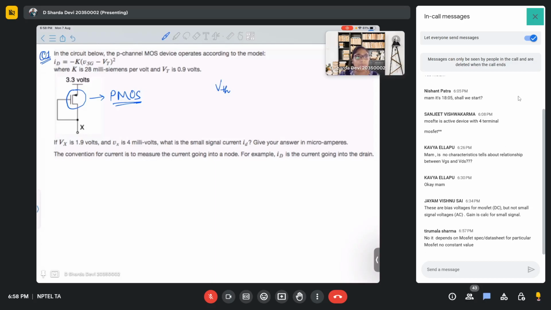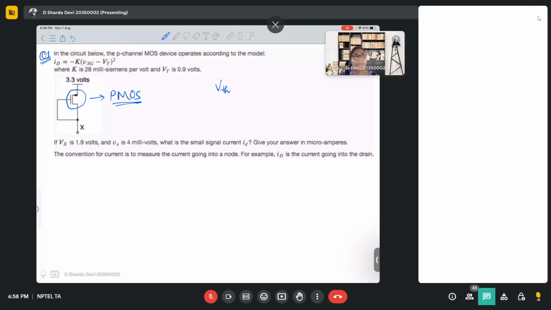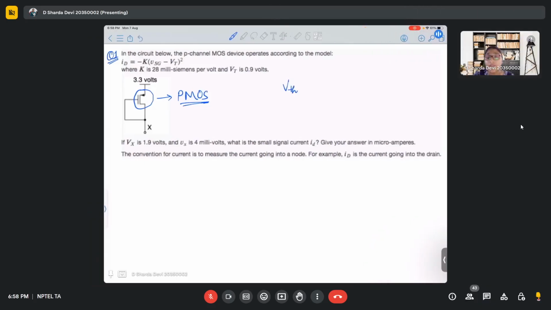Ma'am, is pinch off voltage and VT the same, no? Pinch off voltage and VT, so pinch off voltage, VGS minus VTH, is known as the pinch off voltage. When this VGS minus VTH reaches your VDS, that is, when VDS equals VGS minus VTH, we call it the pinch off voltage. Okay. Any other questions?